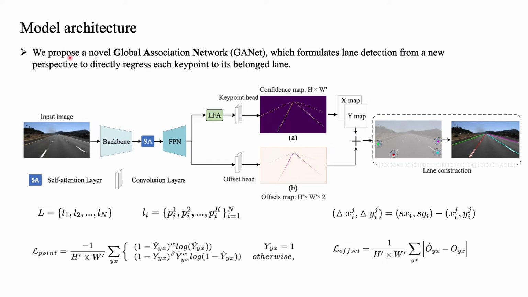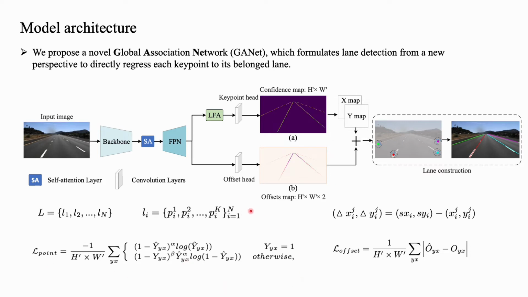This is the overall architecture of our GNet. The goal is to predict a collection of lanes with each lane being denoted with key sample key points. During the training phase for the key point estimation head, we adopt penalty-reduced focal loss to deal with the imbalance between key point regions and non-key point regions.